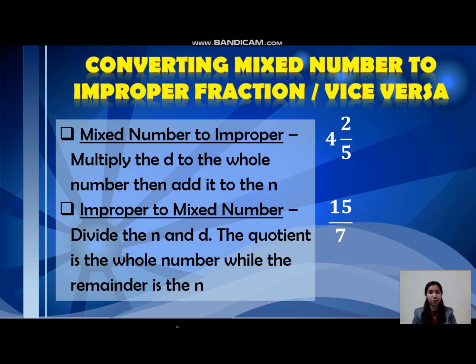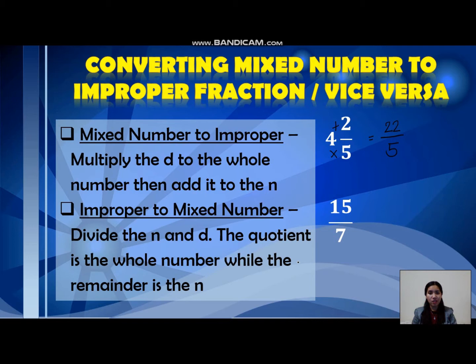First, let's do mixed number to improper. So if we have 4 and 2/5, what we have to do is to multiply the denominator to the whole number. 5 times 4 is 20. Then the answer will be added to the numerator. 20 plus 2 gives us 22. So for the denominator, we'll just simply copy 5. So the improper fraction is 22 over 5.